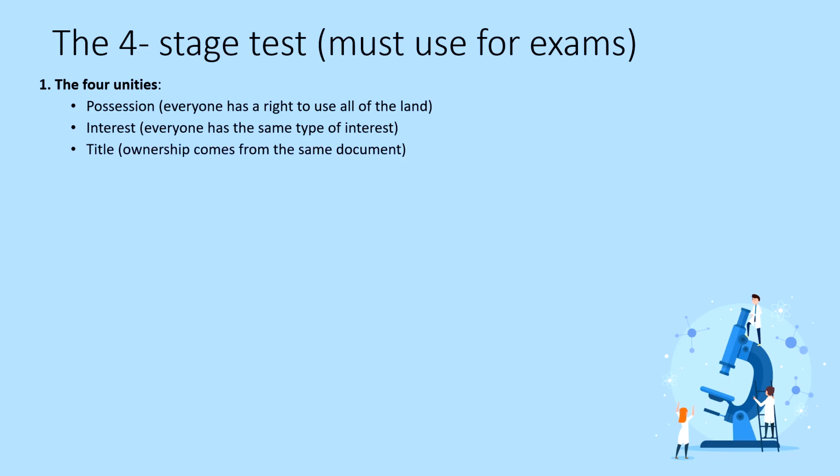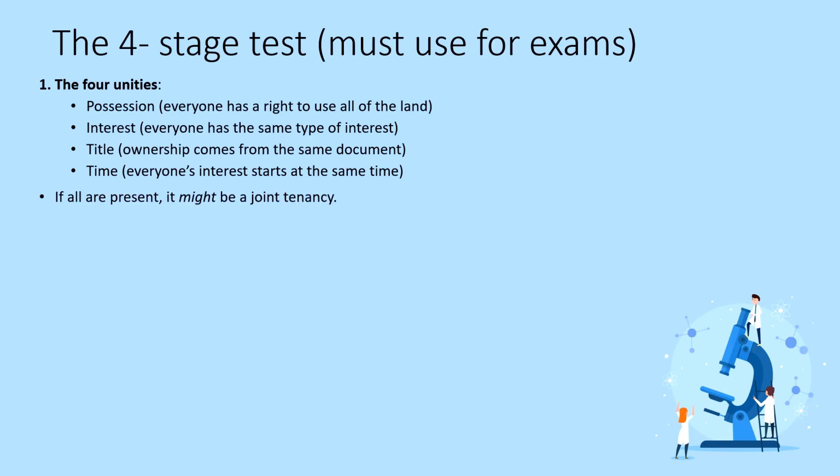Then title, that means that all the ownership is traced back to the same document or the same transaction. That is something that's also a requirement for joint tenancies, because this is seen as a unit, and so everyone needs to gain those ownership rights at the same time and in the same documents. It's not possible that someone comes in later and just claims some kind of rights as a joint tenant. And that's what is also meant by the unity of time. They all must start at the same time in the same transaction. So if all of those 4 unities are present, it just is an indicator that it might be a joint tenancy.